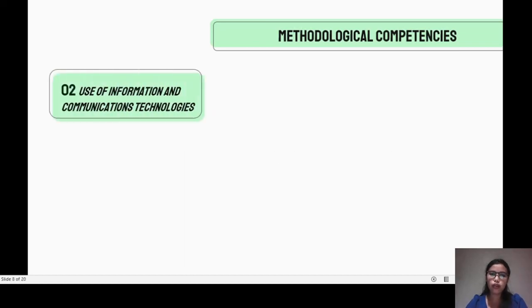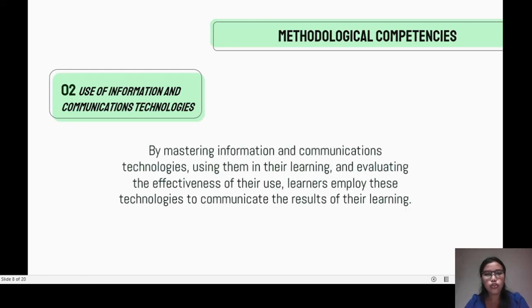The next one for this set of competencies is using information and communication technologies. When we study CW, we will also be mastering information and communication technologies, and we will use them, of course, in learning and also in evaluating the effectiveness of their use.